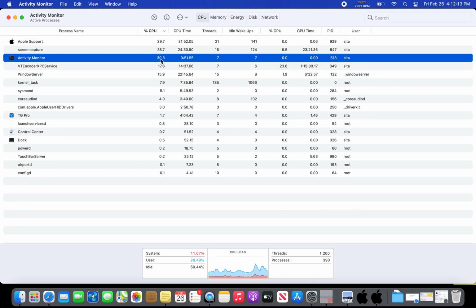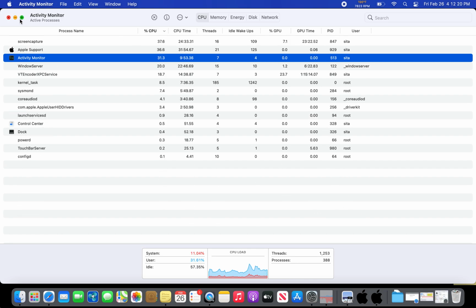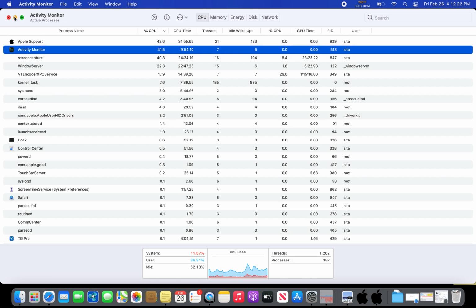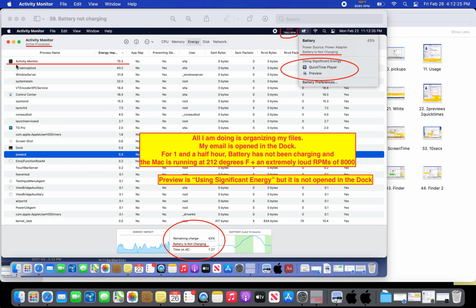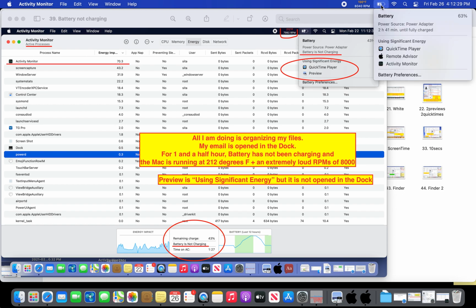30, 22, 36, 25. Okay, so you can run up to 70, or higher. Gotcha. Yeah, it depends on what it's checking. Thank you. So I'm going to go here and see what's using significant energy.